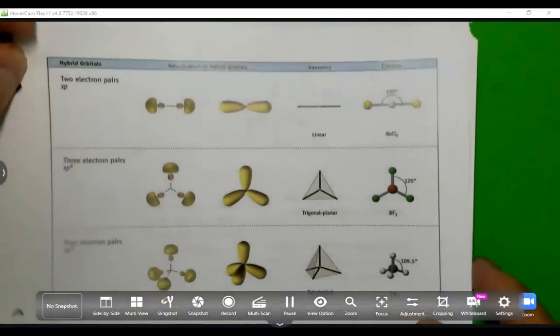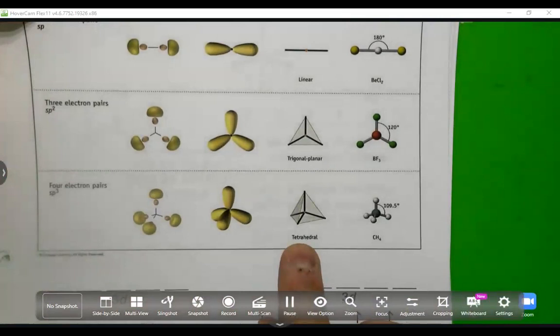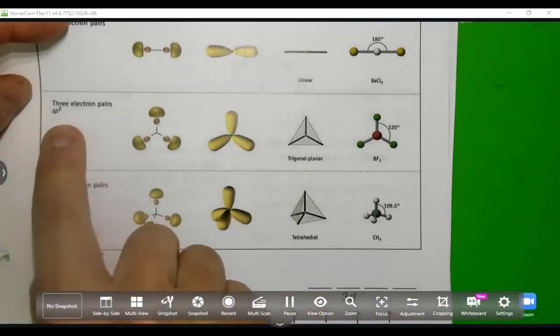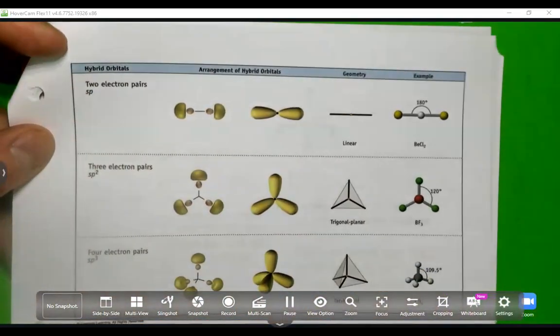What type of shapes do we get? Sp3 hybridization is always tetrahedral. Sp2 trigonal planar, and Sp ends up being linear.